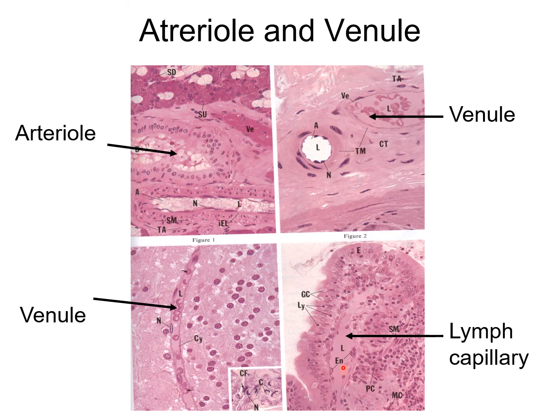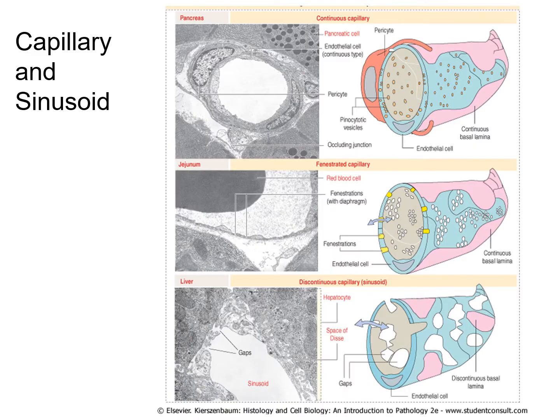And how to differentiate between the venule and lymph capillaries? There are RBCs inside the venule. The lymph capillaries are bigger, irregular, and they do not contain RBCs. The next subdivision of the blood vessel after arteriole is the capillary.